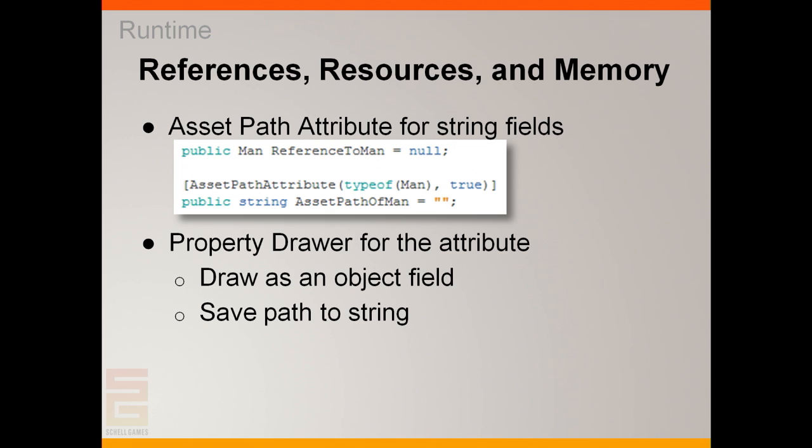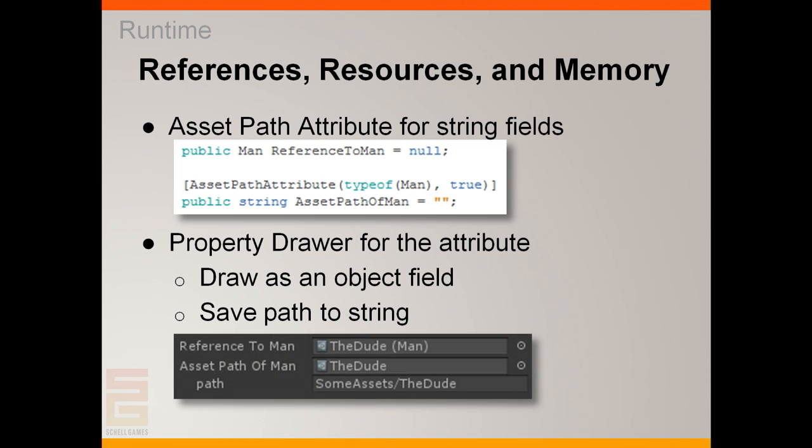And then you make a property drawer for that attribute. That property drawer will still keep everything serialized as a string, because that's what your type is, but it will instead draw a different inspector. So it won't draw like a string inspector. And this is how it will look.